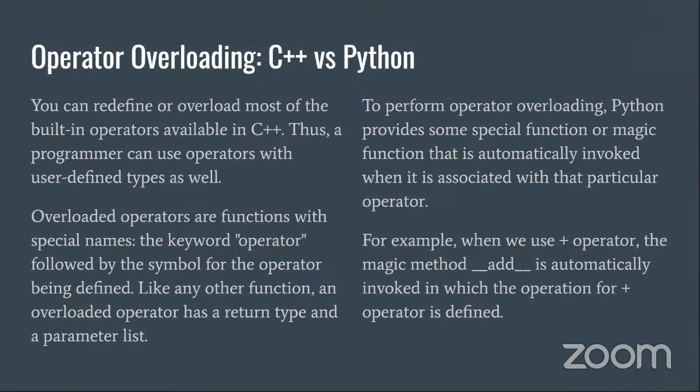In the case of Python, to perform operator overloading, it provides some special functions, so-called magic functions, that are automatically invoked when associated with that particular operator. For example, when we use the plus operator, the method __add__ is automatically invoked, in which the operation for the plus operator is defined. Now we will move on to the next slide.